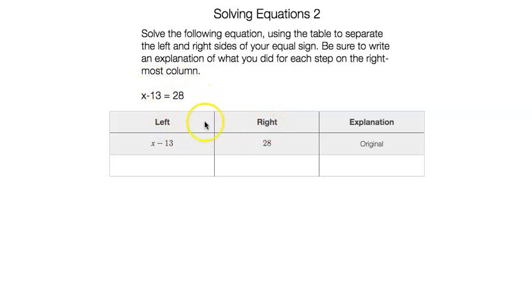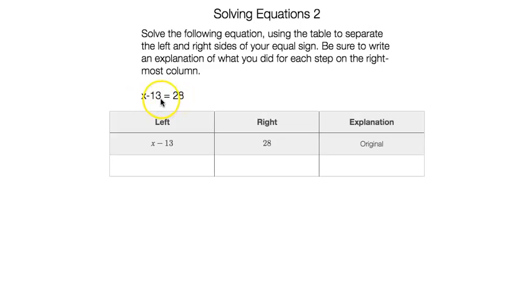And when you look at the equal sign, think of this line as being your equal sign. And as always, you want to make sure that your teacher understands what you're doing. And that's what the explanations column is for. So when we look at this problem, we want to isolate the x. We want to get the x all by itself.